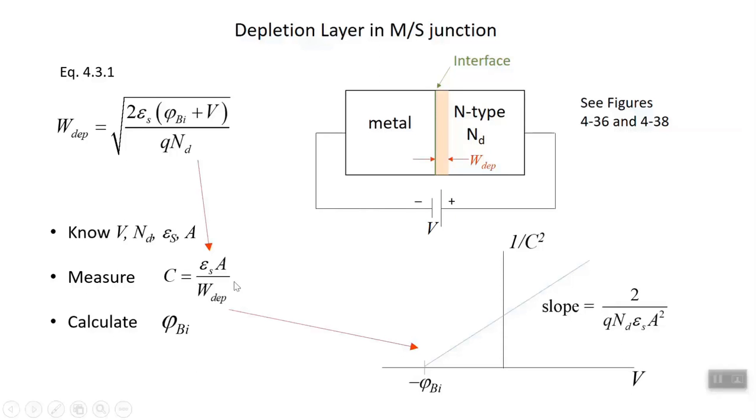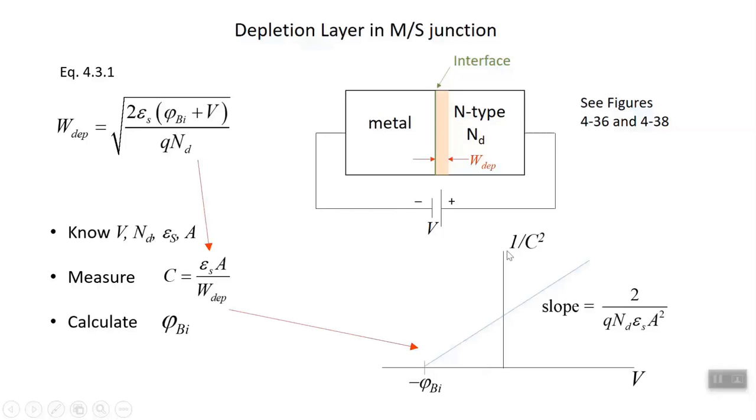Capacitance depends on depletion width. Depletion width depends on voltage. So you have a voltage-dependent capacitor. Keep that in mind. You're used to capacitors that don't depend on voltage, right? C is Q over V, and it's a constant. You change the voltage, you don't change the capacitance. Well, it's not the case in semiconductor junctions. So the capacitance changes with the voltage.